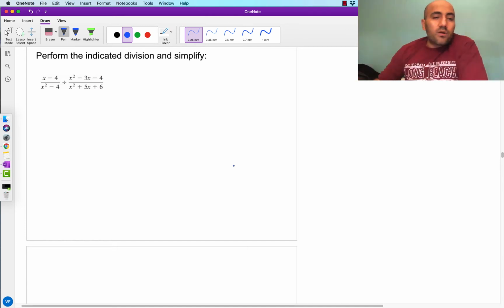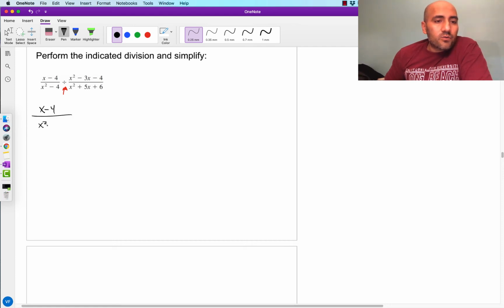Okay, so step number 1 is to get rid of that division symbol right there. So what we're going to do is keep the same first fraction. So that'll be x minus 4 divided by x squared minus 4. And then we're going to multiply, so instead of division, times, and then the reciprocal of the second fraction. So that'll be x squared plus 5x plus 6 divided by x squared minus 3x minus 4. Okay, so we got rid of the hard part here, getting rid of that division symbol.